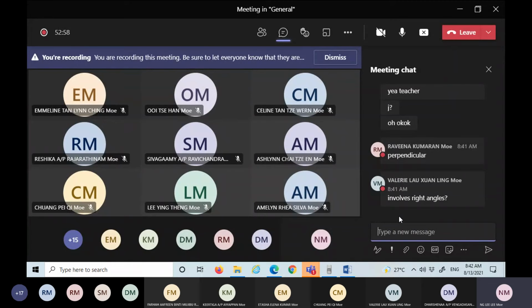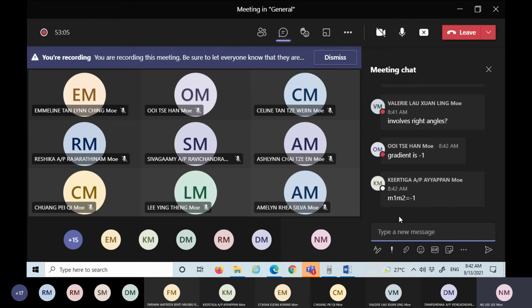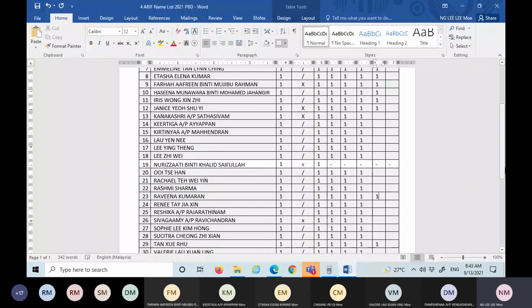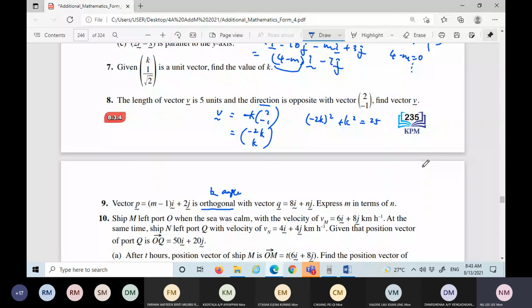We know this is perpendicular. Gradient is -1. m1 times m2. Very good, Zihan. Once you see this is perpendicular, it may come to your mind that m1 m2 equals -1.